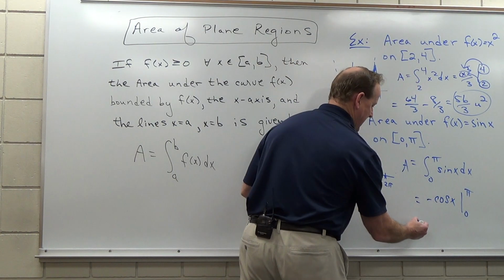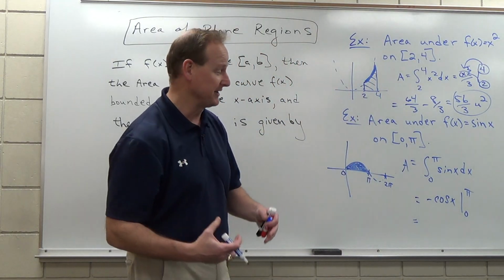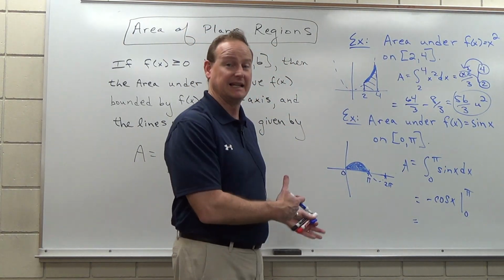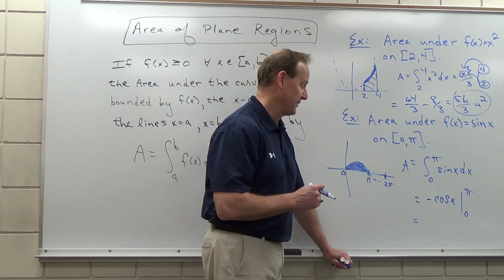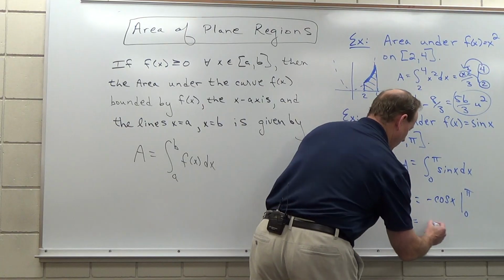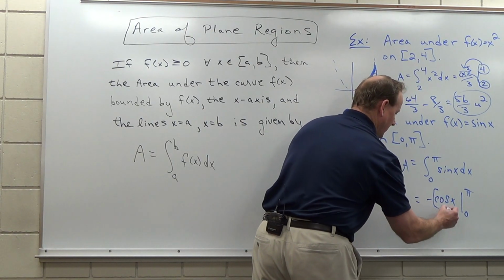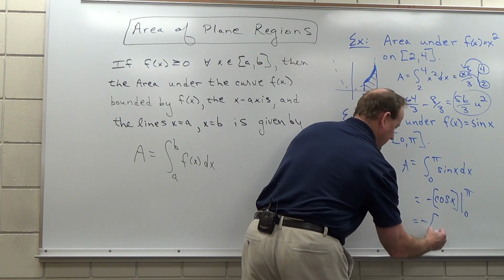So what I need to do now is pay a little bit better attention to that minus sign, and I can leave that minus sign out front as long as my trusty assistant makes sure that I put it into my answer when I'm done. So I can just consider minus the quantity cosine of pi.